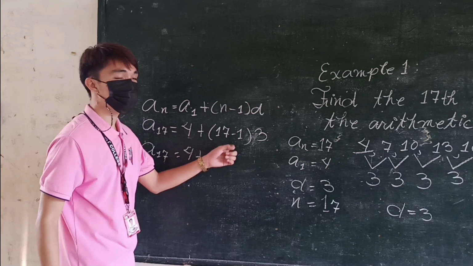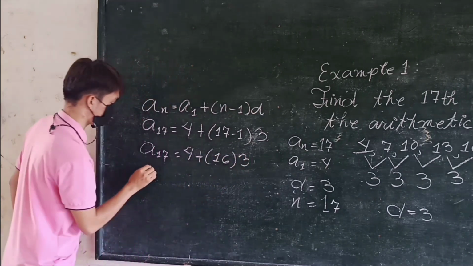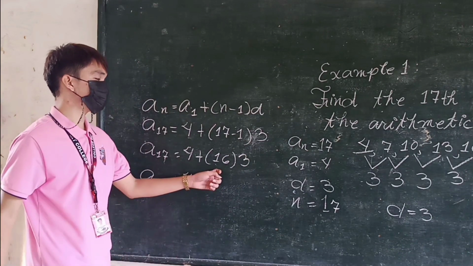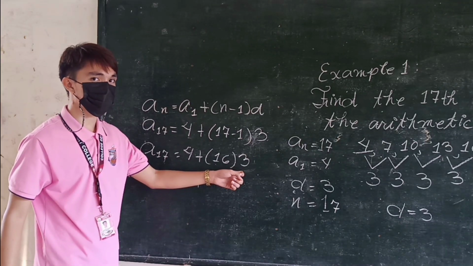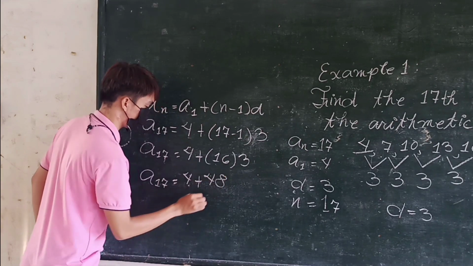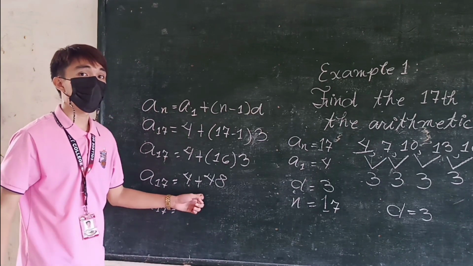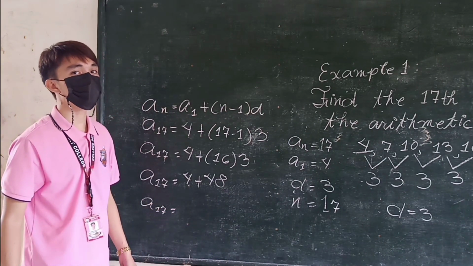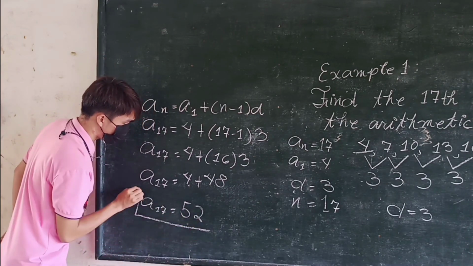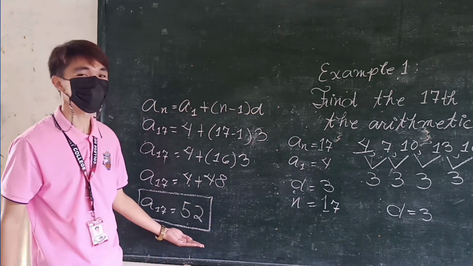17 minus 1 is equal to 16. Sixteen times 3 is equal to 48. 4 plus 48 is equal to 52. So, the 17th term is 52. Did you get it, class?